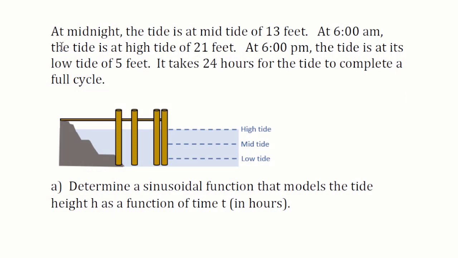Alright, so in this problem, let's look at the given information. At midnight, the tide is at the mid-tide of 13 feet. At 6 a.m., the tide is at the high tide of 21 feet. And at 6 p.m., the tide is at its low tide of 5 feet. And it takes 24 hours for the tide to complete a full cycle.